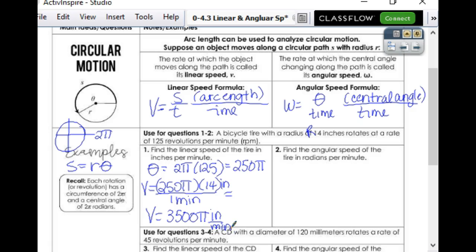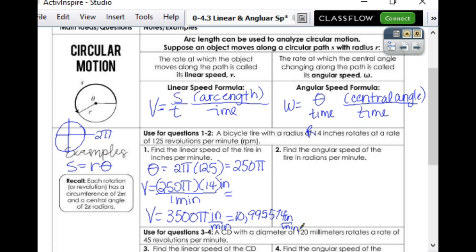So this is the exact answer. That's the exact answer, but it doesn't tell us much. So if you take your little handy dandy calculator and the 3,500 pi, push the S to D button, I think you get 10,995.574 inches per minute. That was the linear speed. The linear speed, you're using this formula right here. And I always start by finding theta.